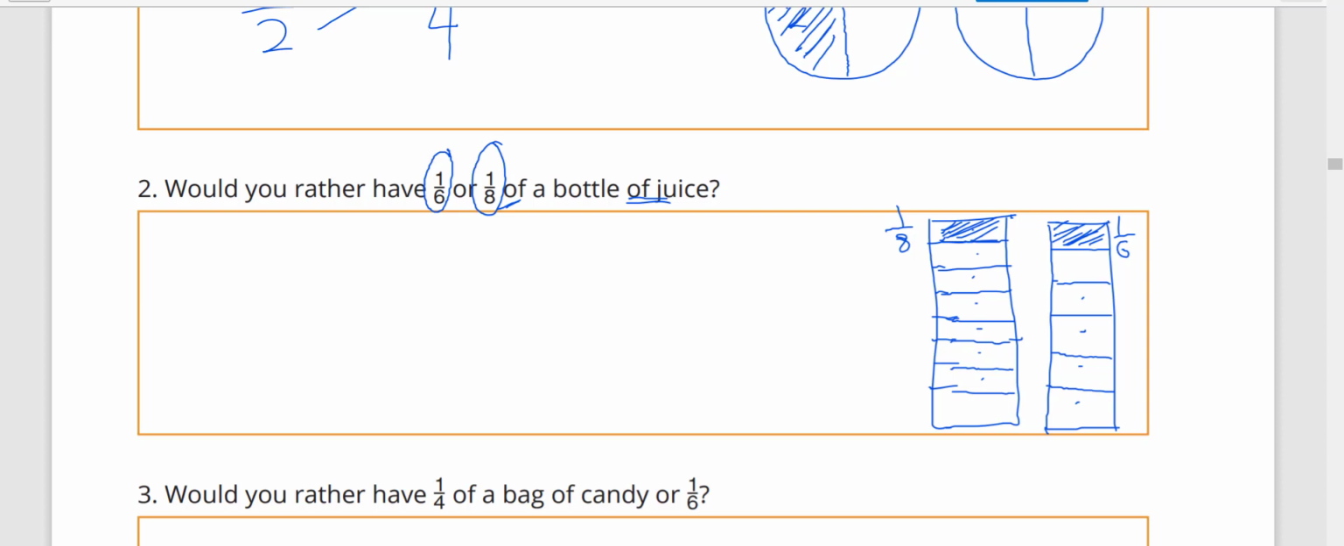So do you want to drink a little amount or a great amount? If you want to drink a little amount, you will choose an eighth, a small amount of juice. Why do you choose an eighth? Because an eighth is less than a sixth.